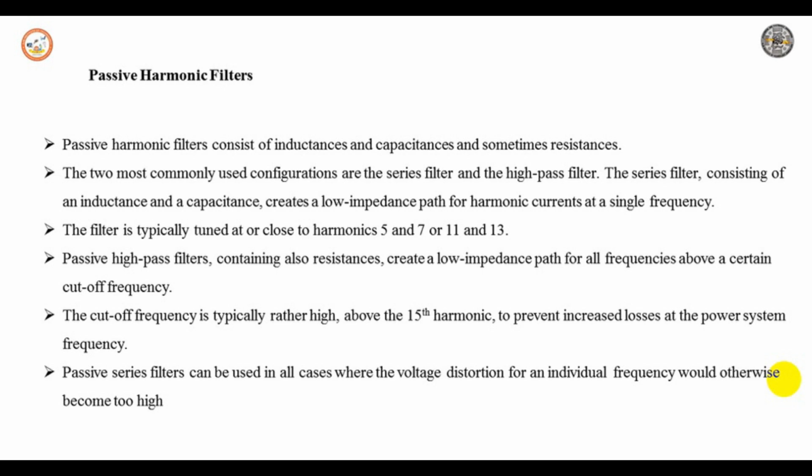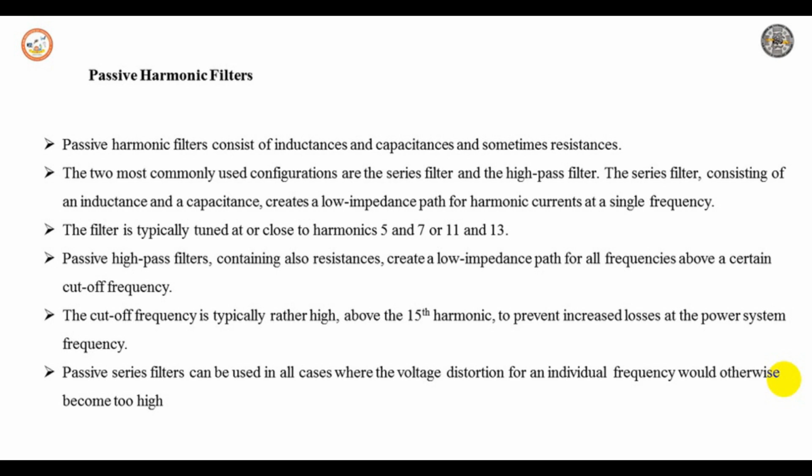The series filter, consisting of inductance and capacitance, creates a low impedance for harmonic current at a single frequency. The filter is typically tuned close to a harmonic, that is, the 5th, 7th, 11th or 13th. The passive high pass filter, containing also some resistance, creates a low impedance for all the frequencies above a certain cutoff frequency. The cutoff frequency is typically rather high, above the 15th harmonic.